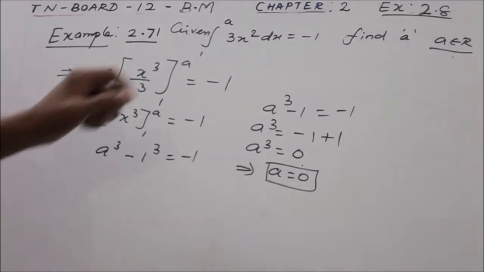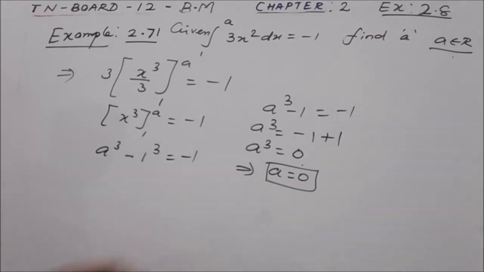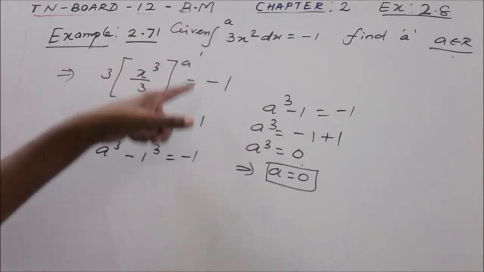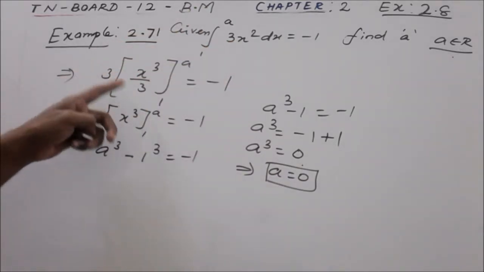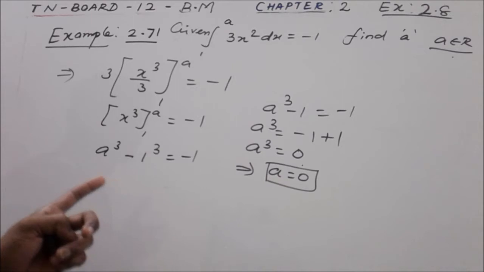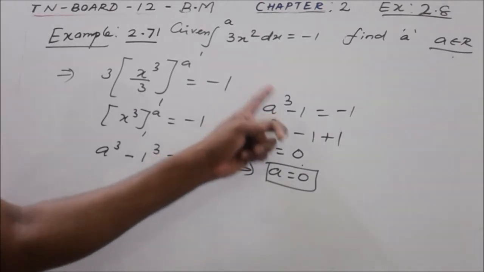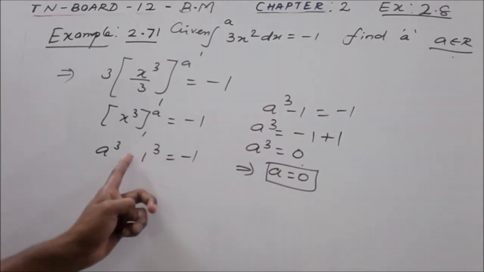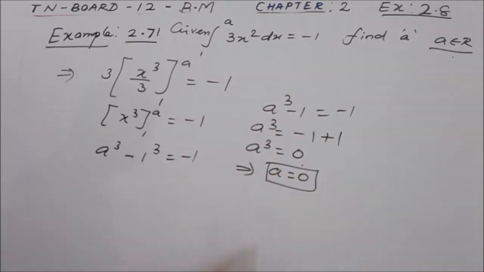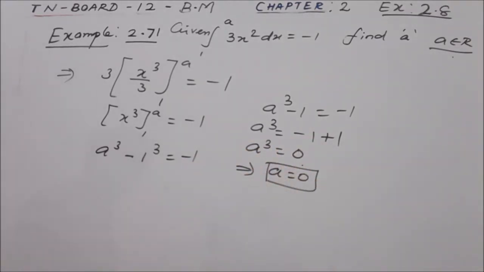Very simple thing. The given integral value is equal to minus 1, find the value of a. A is a real number, and 0 is a real number. 3 into integrating this, x cube by 3, from 1 to a equal to minus 1. Now cancelling these 3, we get x cube from 1 to a equal to minus 1. Now substituting the upper and lower limits, a cube minus 1 cube equal to minus 1. Here minus 1 cube is 1, moving to the right side, a cube equal to minus 1 plus 1. A cube equal to 0, since minus 1 plus 1 is 0. So a equal to 0.